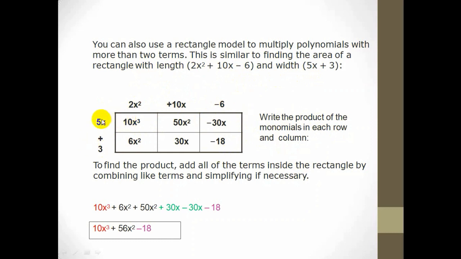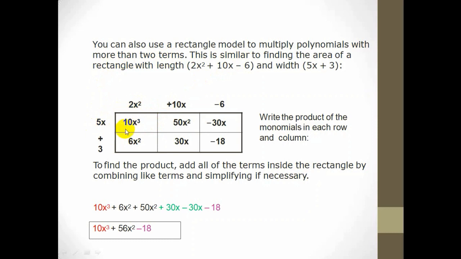Now multiply 5x with 2x square. This is one rectangle, this is the other rectangle, and this is the third rectangle. So the rectangle with length 2x square and width 5x. So we have to multiply polynomials with more than two terms. This is similar to finding the area of the rectangle. This is one rectangle, so the area of this rectangle will be length multiplied by width.